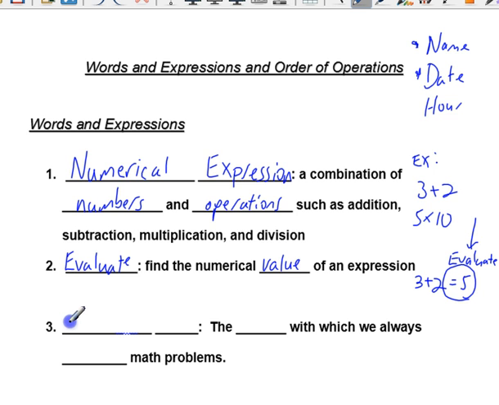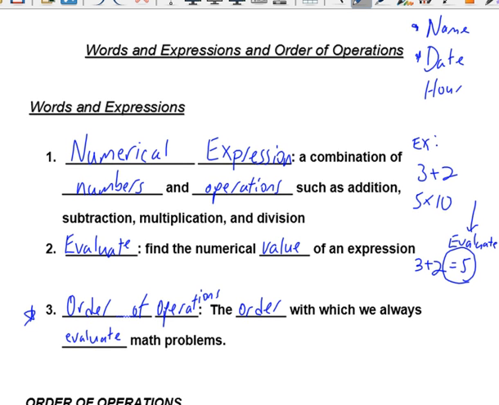The third phrase here, this is actually 3 words here. This is order of operations. And I made that line a little short for you, didn't I? The order of operations is the order with which we always evaluate math problems. And this is a critical thing that we learn now, and we get really good at it because we have to do it. Basically, in everything we do this year, we will always follow the order of operations. If we don't do that, we could all end up with different answers.